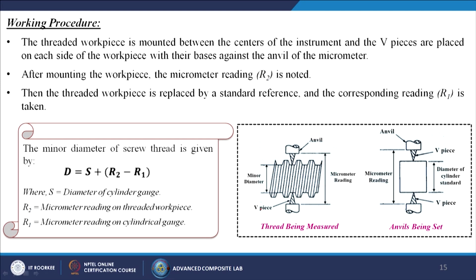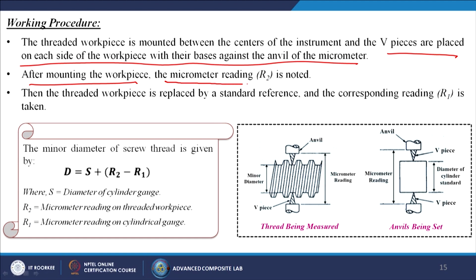Now, working procedure. The threaded workpiece is mounted between the centers of the instrument like this, and the V pieces are placed on each side of the workpiece with their bases against the anvil of the micrometer. Now, these are the V pieces over there. After mounting the workpiece, the micrometer reading R2 is noted. Then the threaded workpiece is replaced by a standard reference and the corresponding reading R1 is taken.